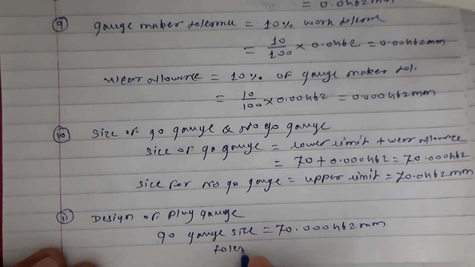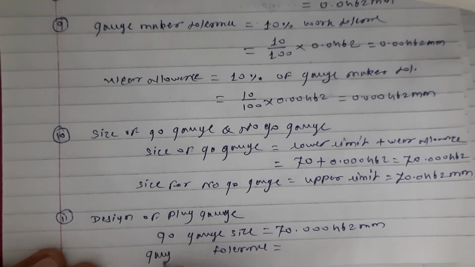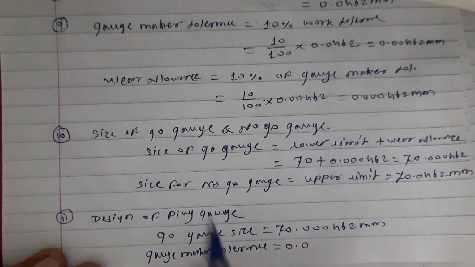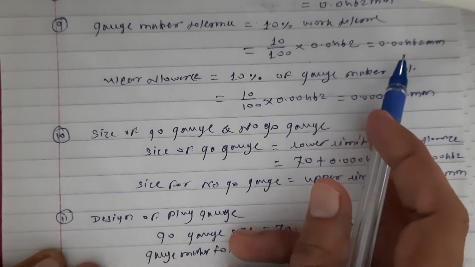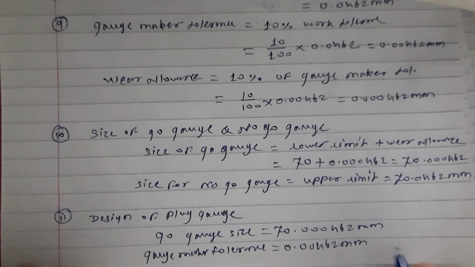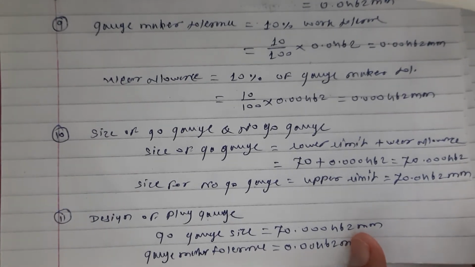Okay, and what is the gauge maker tolerance? We have calculated the gauge maker tolerance as 0.00462 mm. This is the size of the go gauge, the plug gauge.